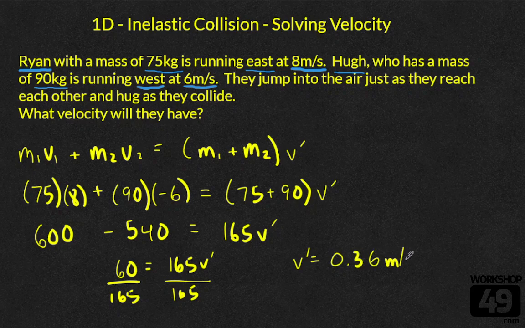0.36 meters per second. The fact that that is positive means that as Ryan and Hugh leap into the air and hug each other, Ryan's going to slow down, but keep going in the direction that he was going, and Hugh is actually going to get knocked backwards. So at the end of this hug, they've actually moved slightly back towards the way that Hugh was going.